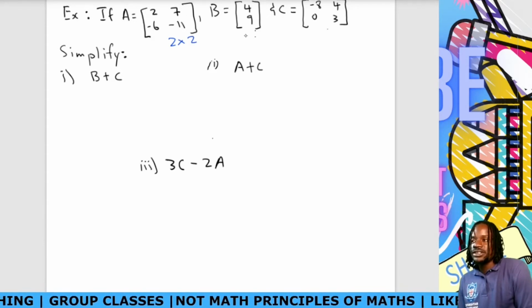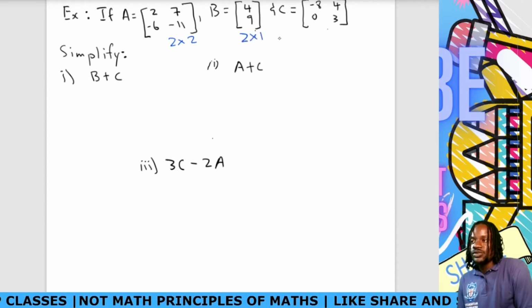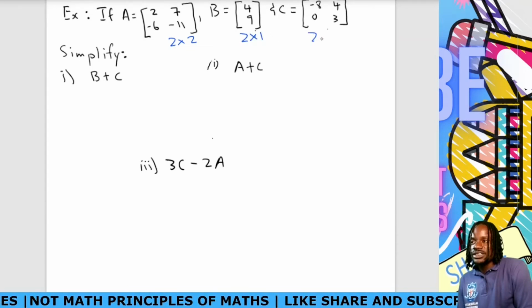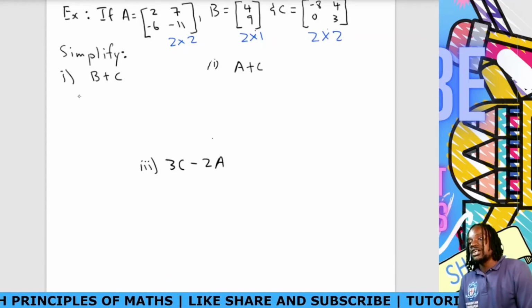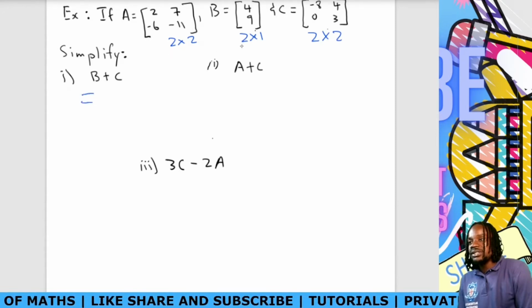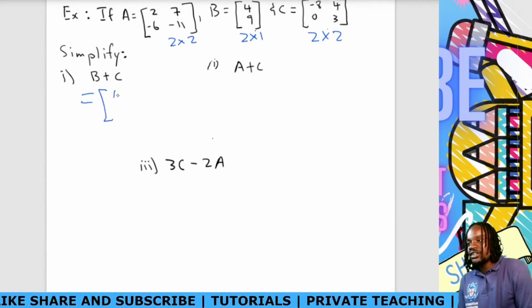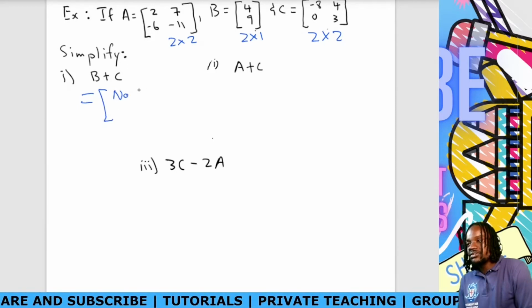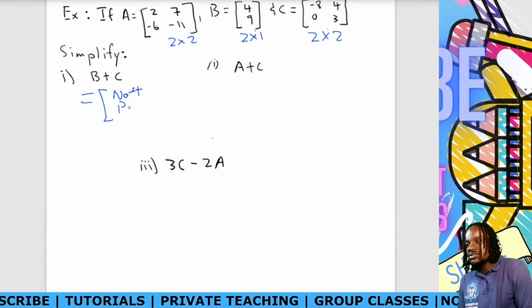The order of A is 2 by 2. The order of B is 2 by 1. And the order of C is 2 by 2. Based on that, what would be the answer of this one? B is 2 by 1, C is 2 by 2. The orders are different. Once the orders are different, the answer is pretty simple. My answer is going to be not possible.